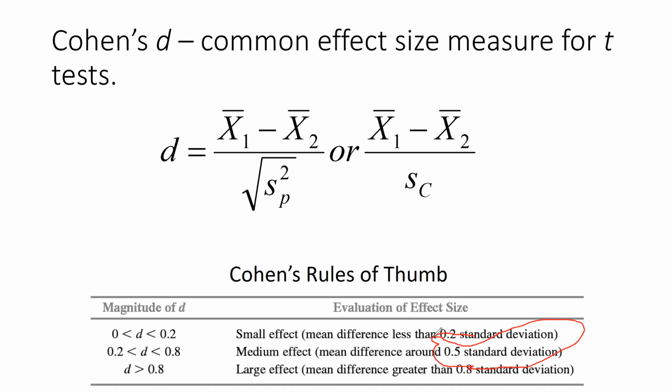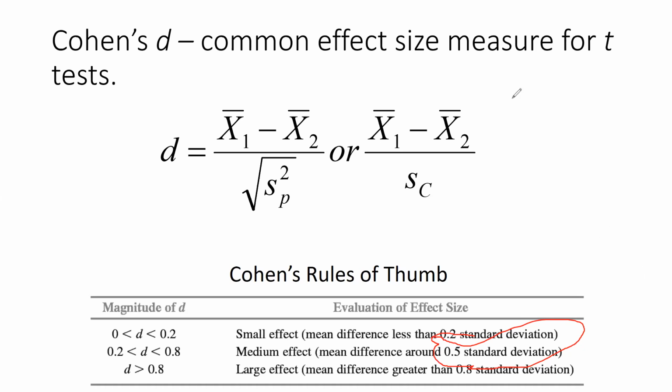The second formula is only used when you have a control group, in which case, for the D, you can just use the standard deviation of the control group. You should always report what kind of effect size you're using. So you can just say literally, for this effect size, D was calculated with the standard deviation of the control group in the denominator. The assumption is that it's the pooled standard deviation, which is the formula on the left.